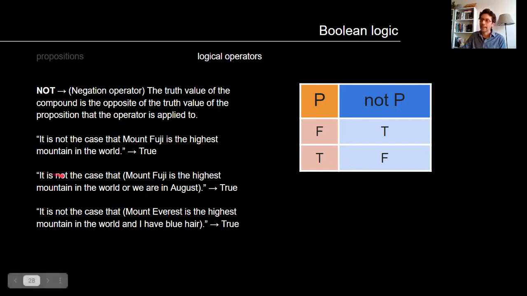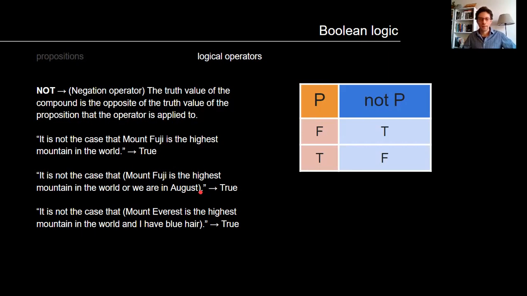Look at this second example. It's not the case that, and I use the parentheses here not to complicate the issue any further, but to make it easy to understand and easy to read. It's not the case that Mount Fuji is the highest mountain in the world, or we are in August. Okay, now things are getting a bit complicated. Just look at what's happening within the parentheses. Ignore for the time being, it's not the case that. Just look at this compound proposition within the parentheses. Mount Fuji is the highest mountain in the world, false, or we are in August, false. False or false.